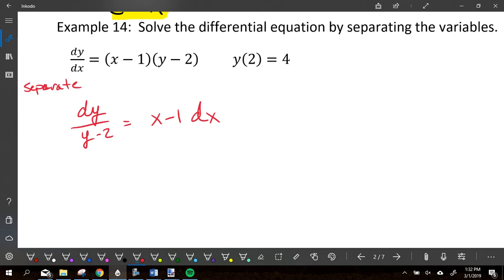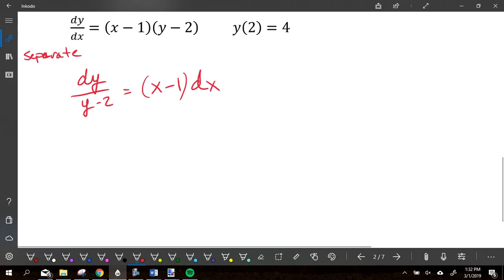Don't let the parentheses weird you out. They're there to kind of separate them, but the x minus this and that, they're the same thing. At this point, I separated. Then I'm going to integrate. Integrate both sides. I am integrating dy over y minus 2.